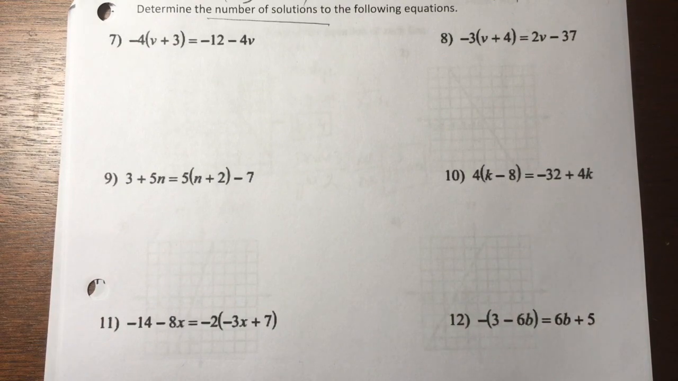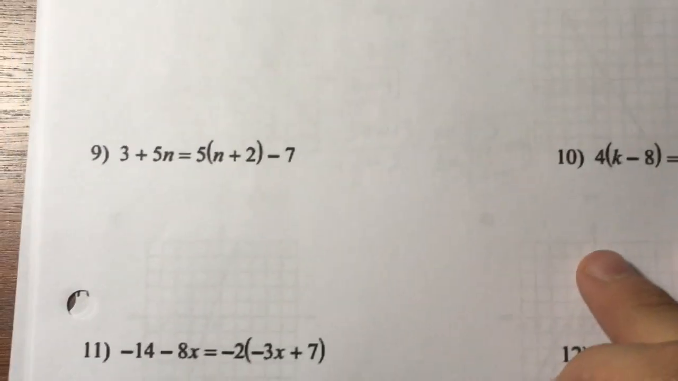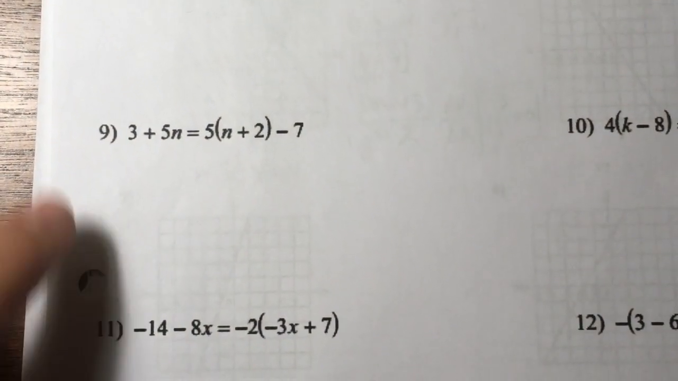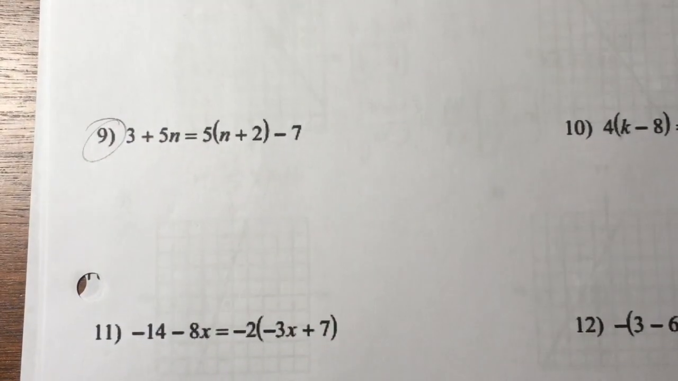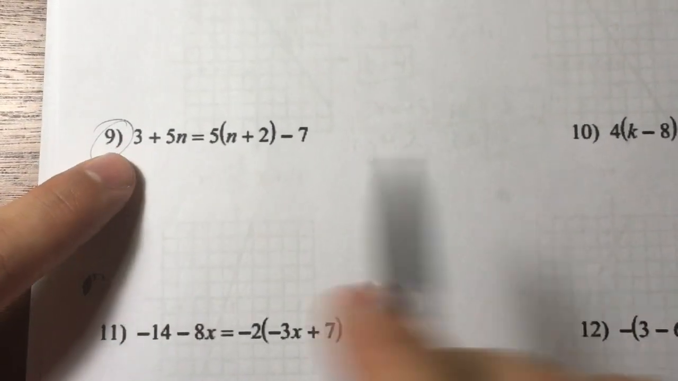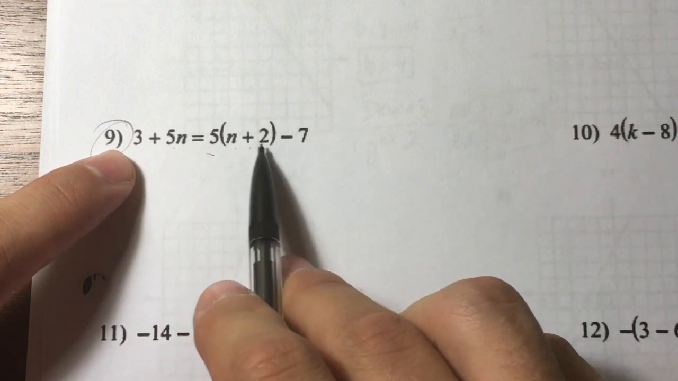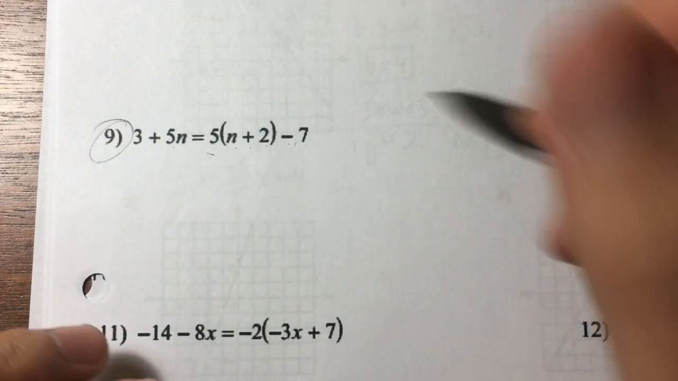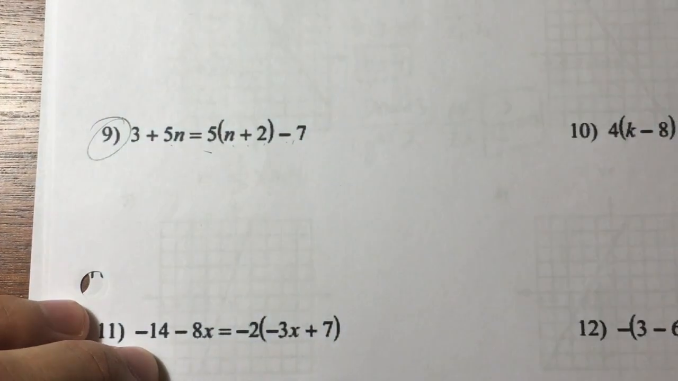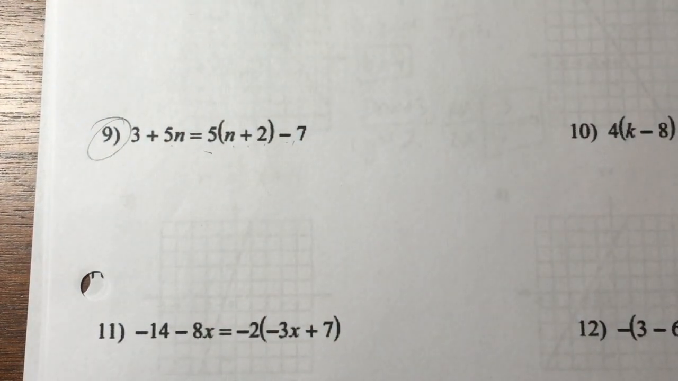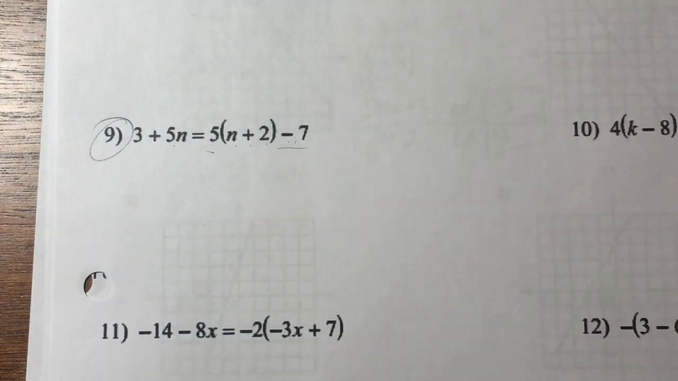So just to make sure that we all know every part of solving these equations, we're going to do number 9 together. On the left side, we have 3 plus 5n, and on the right, 5 times (n plus 2) minus 7. Now, seeing the parentheses with this number outside tells me right away there's going to be some distribution, and then having a -7, or subtracting 7 on the outside, tells me I'm probably going to have to combine some like terms.